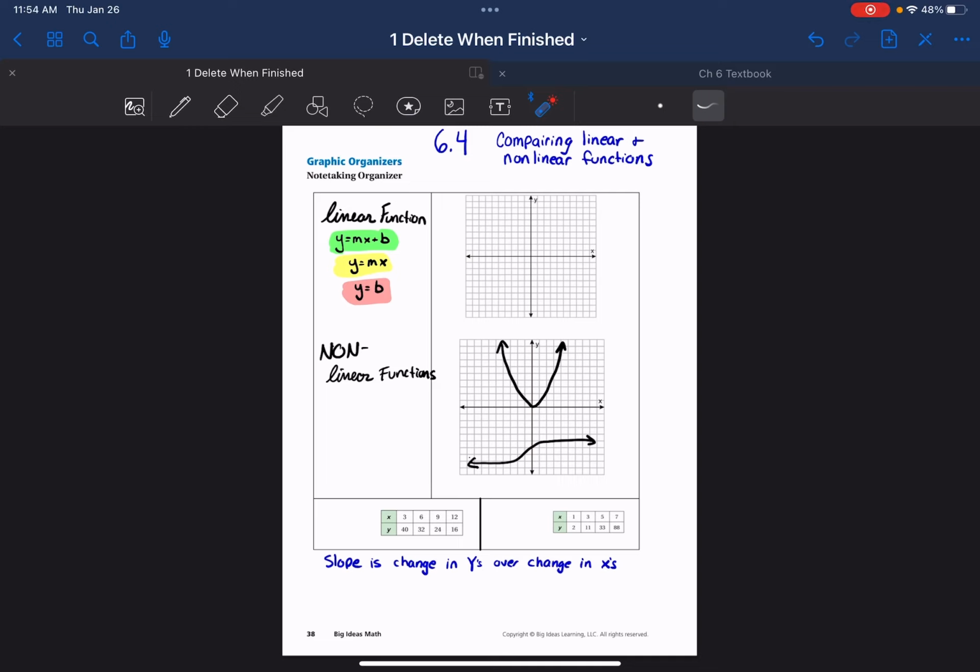Okay, so the lesson today is comparing linear and non-linear functions. It is really simple. Honestly, this whole chapter has been pretty easy, but this one's really easy.